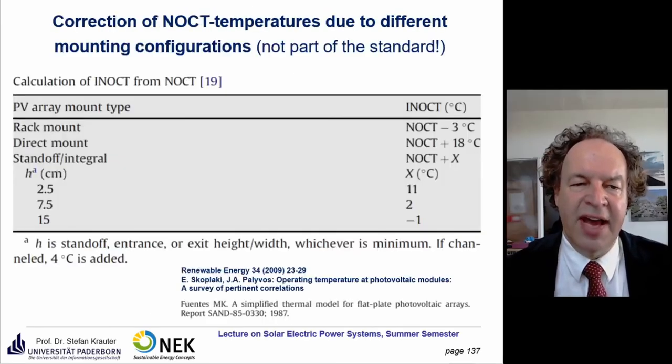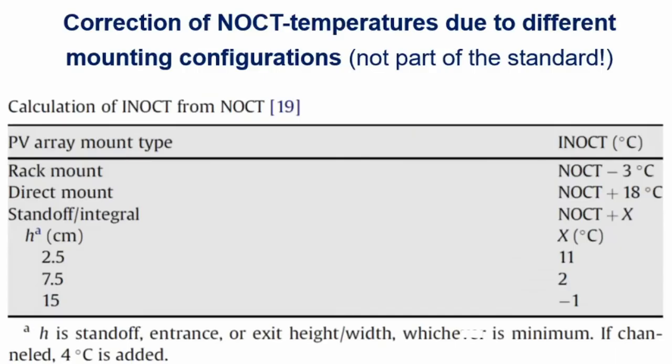Here you see the effect of the different mounting conditions. Usually, if you have a rack mount, you also have some airflow on the backside. That means the module stays relatively cool, and so you have NOCT -3 degrees Celsius. If you have a direct mount on the roof, without any air gap, you have an increase in temperature of 18 degrees, so quite significantly.